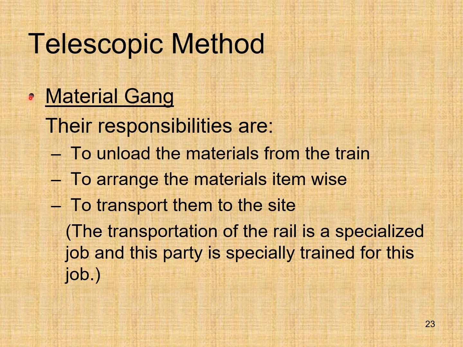First, look at the material gang. Their responsibilities are to unload the materials from the train, to arrange the materials item wise, and to transport them to the site. The transportation of the rail is a specialized job, and this party is specially trained for this job.